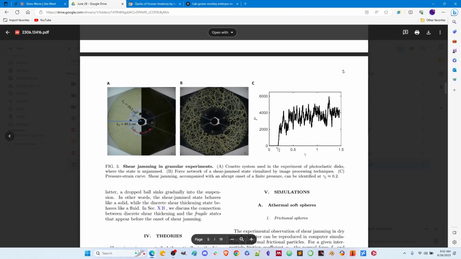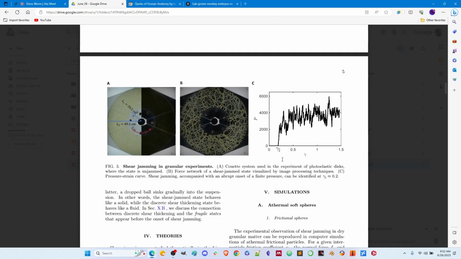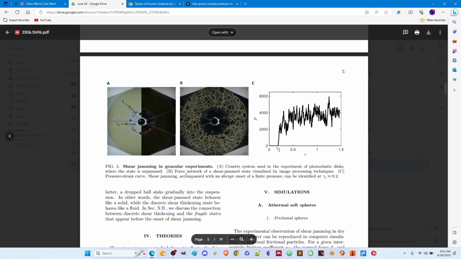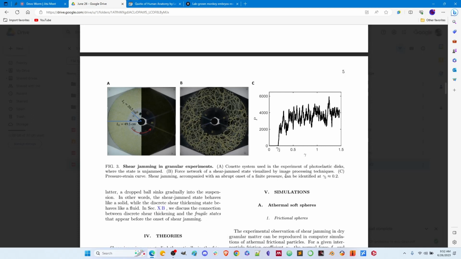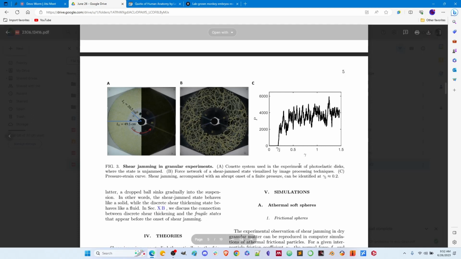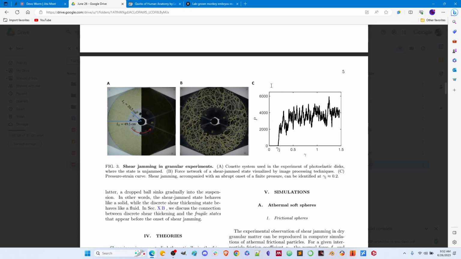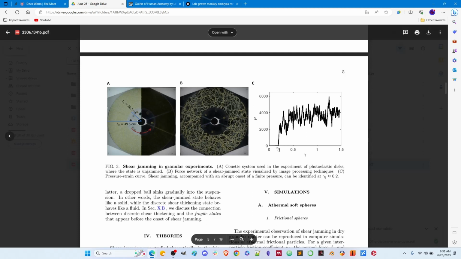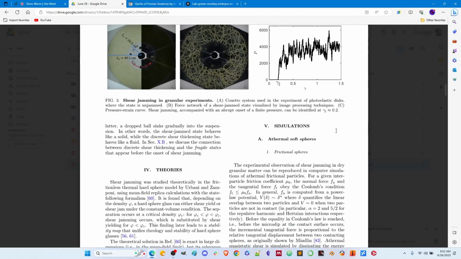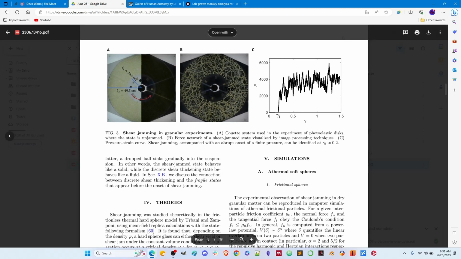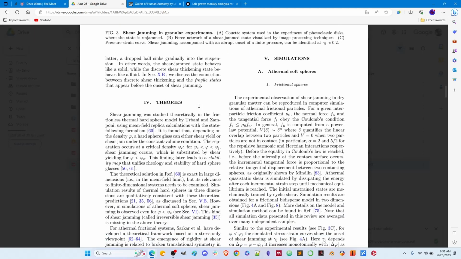And then this is the pressure strain curve here. Shear jamming, accompanied with an abrupt onset of a finite pressure, can be identified at a value of 0.2. So it's right here where this shear jamming occurs, at this end of the function. You have this phase transition where you have fluctuation around this pressure, and then it falls off, and that's your phase transition. So there's something in this network that changes when you get this shear jamming transition.